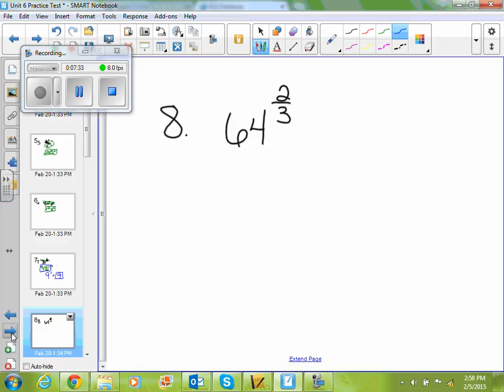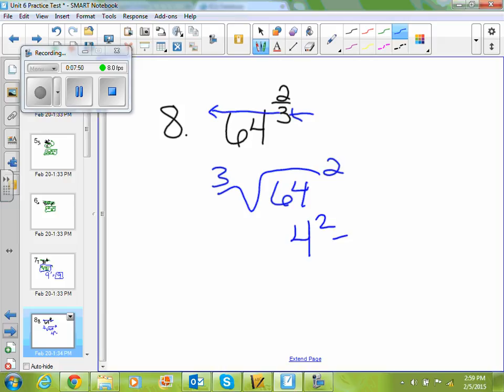Flip to number 8. Okay, 3 gets pushed forward. 64 goes underneath, 2 stays outside. What's the cube root of 64? 4. 4 squared, which is... There we go.